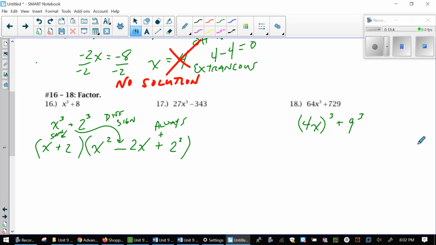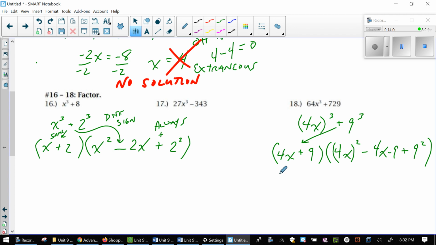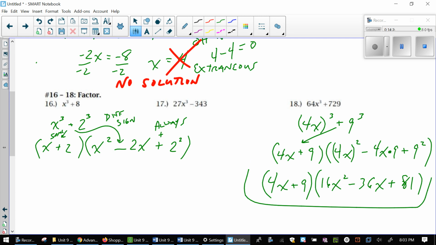So that's 9 cubed. If we look at this thing, again apply that pattern, guys. First term plus second term, same sign. Then the trinomial: first term squared, different sign, first term times second term, so it's 4x times 9, always positive, last term squared. So here we go, it's 4x plus 9 times 16x squared, minus 36x plus 81. And there we go.